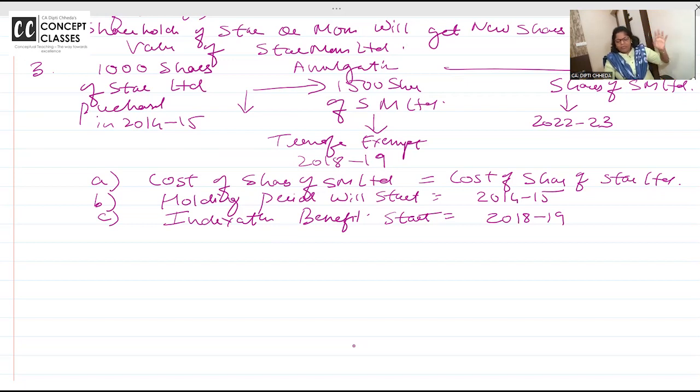Indexation cannot start before 18 and 19 because before 18-19 the shares of SM Limited were not born. Some books are saying even indexation from the old, which I don't think is right.